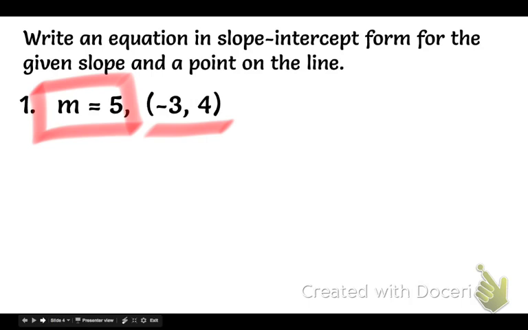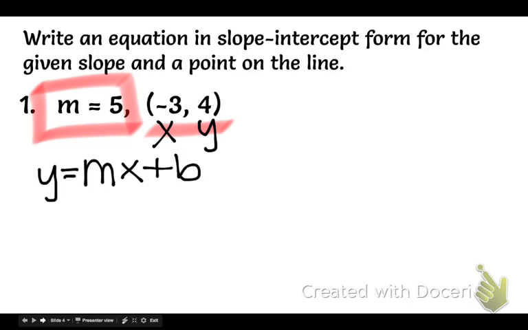So to begin this problem, I like to label each value I have. m is already labeled, so m is 5. -3 represents my x coordinate of my ordered pair, and 4 represents my y value. What I need to do now is substitute these three numbers into slope-intercept form, which is y equals mx plus b. So I'm going to first start by communicating what formula I'm using, slope-intercept form, so I'm going to jot that down.